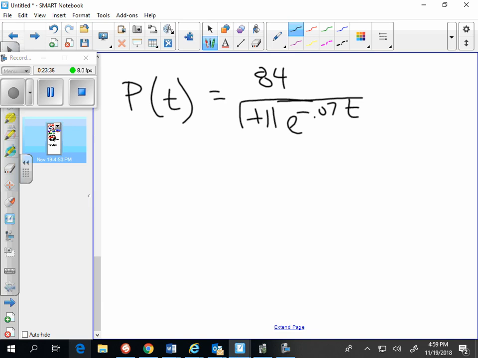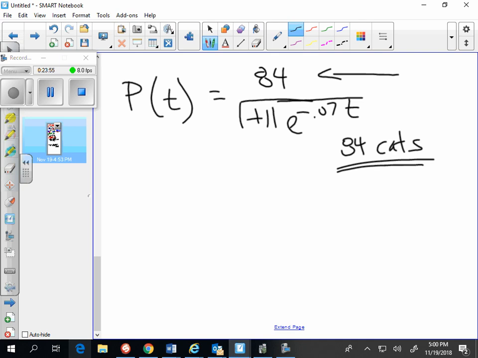Well, remember, this number up top is the carrying capacity of the environment. So supposedly, and I really don't ever want to see this, 84 cats is my maximum cat population. Yikes. I don't want to see that at all.